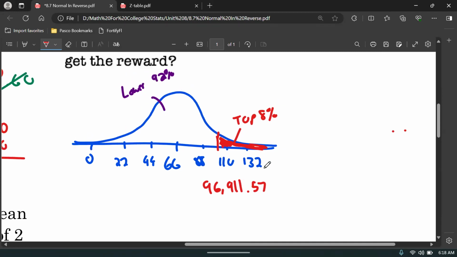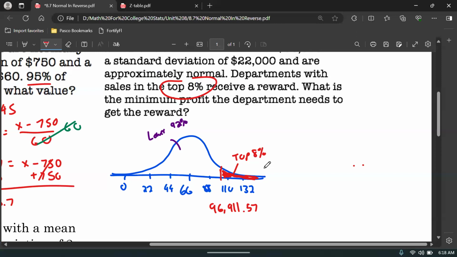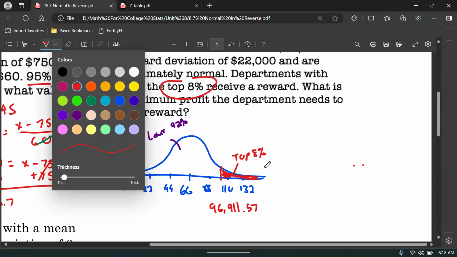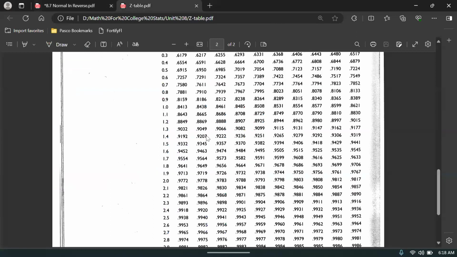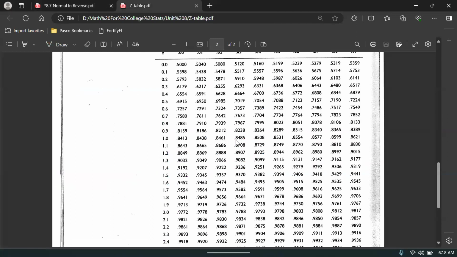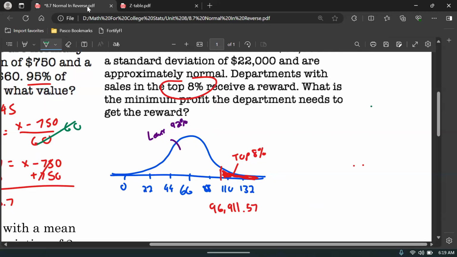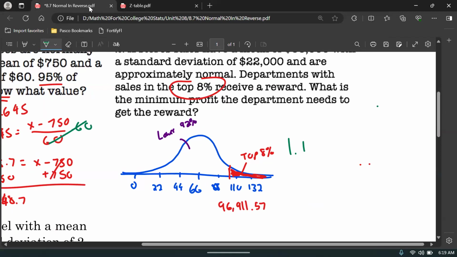Now, just again to show you guys how to work this one by hand, here's how you would do it. So top 8%, let's go to the Z table. We're looking for 92 percentile, where the top 8% would be 92 percentile. Right here's the closest, 9207. And that's at Z score 1.41. Because that's 1.40, this would be 1.41. And that's close because not exact.